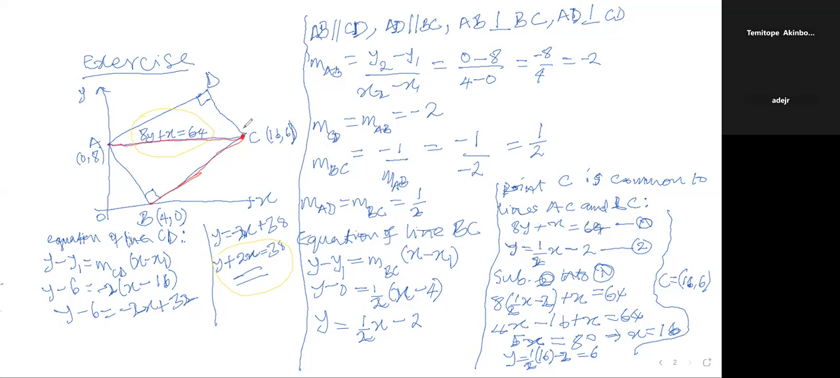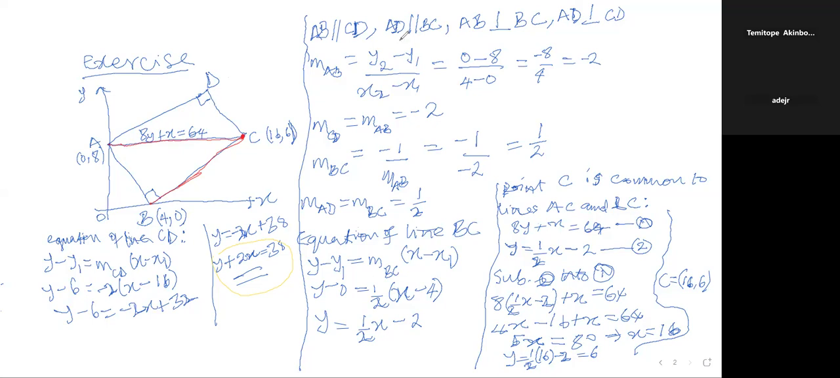Oh, no, no, that won't solve it. We are looking for the coordinate of D, right? Yes, sir. No, that won't give you the solution. So find the equation of line AD. You already know the gradient of line AD. Where is the gradient of line AD?